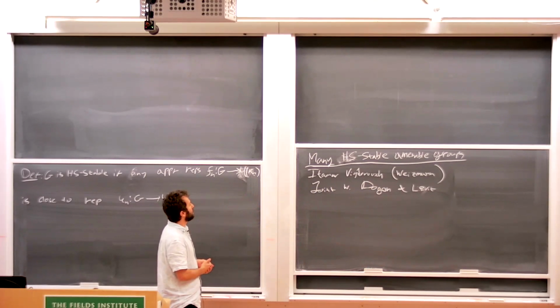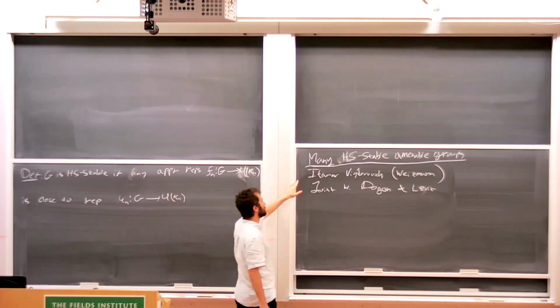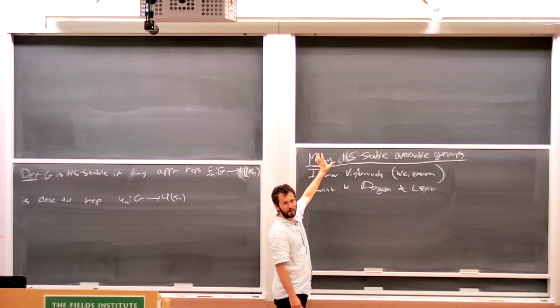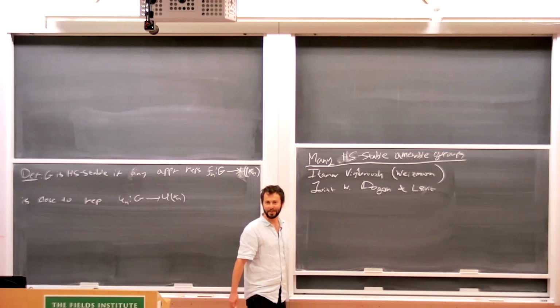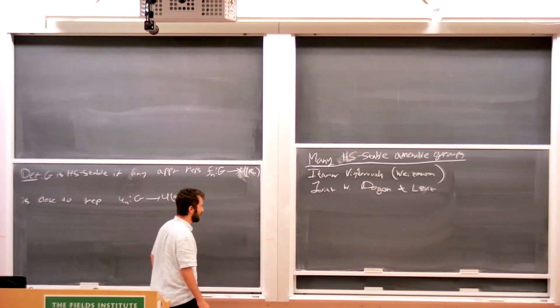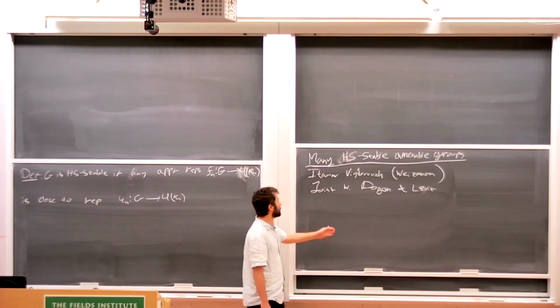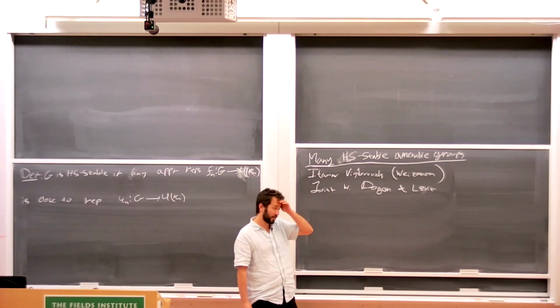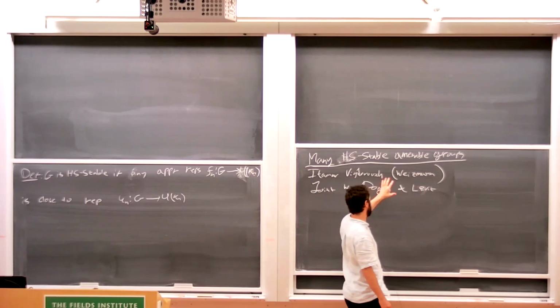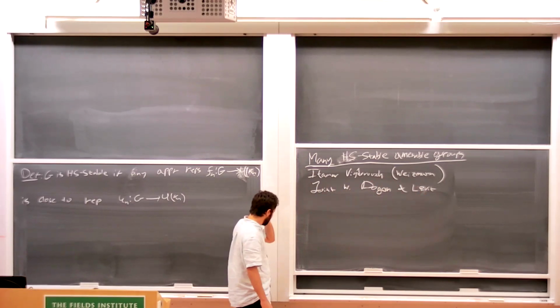So the general theme I want to talk about is that there are many Hilbert-Schmidt stable amenable groups. This is joint work with Alon Dogon and Ariel Levit. One work is only with Ariel Levit and another work is with both.